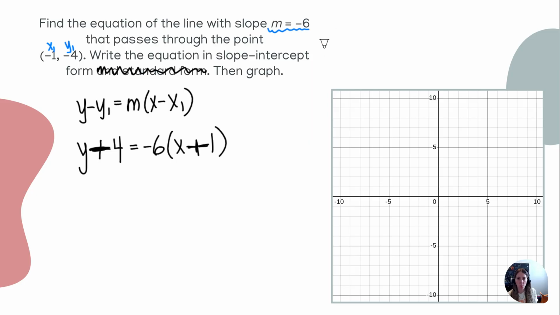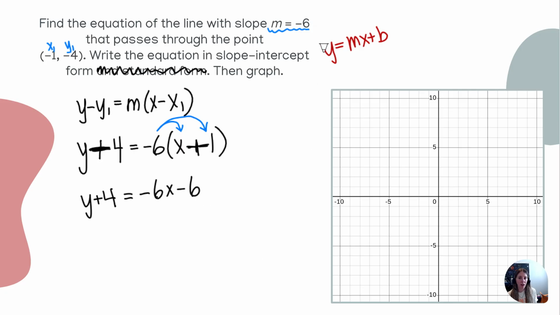So don't forget, slope-intercept form is y equals mx plus b. No parentheses in there, and y has to be by itself on the left side of the equation to be in slope-intercept form. So I've got to first get rid of these parentheses by distributing this -6. So we've got y plus 4 equals -6x, and then -6 times 1 is -6.